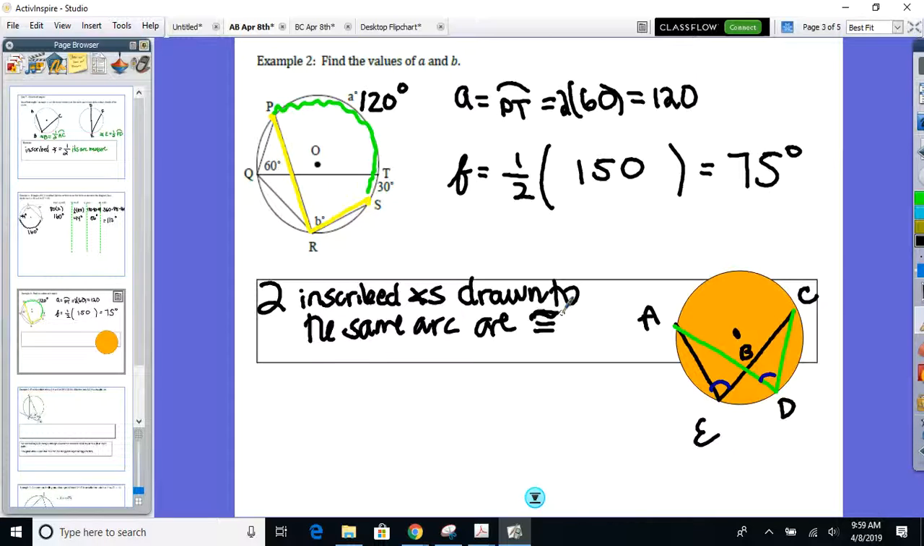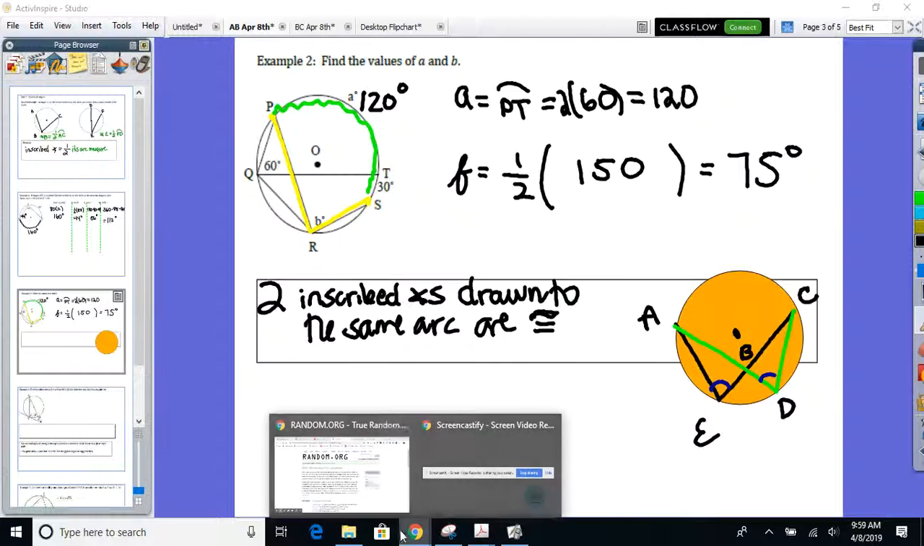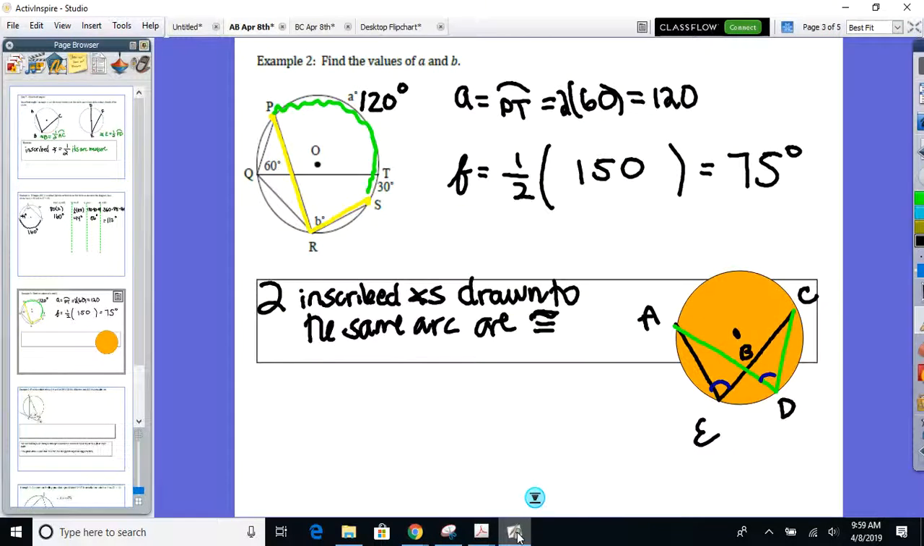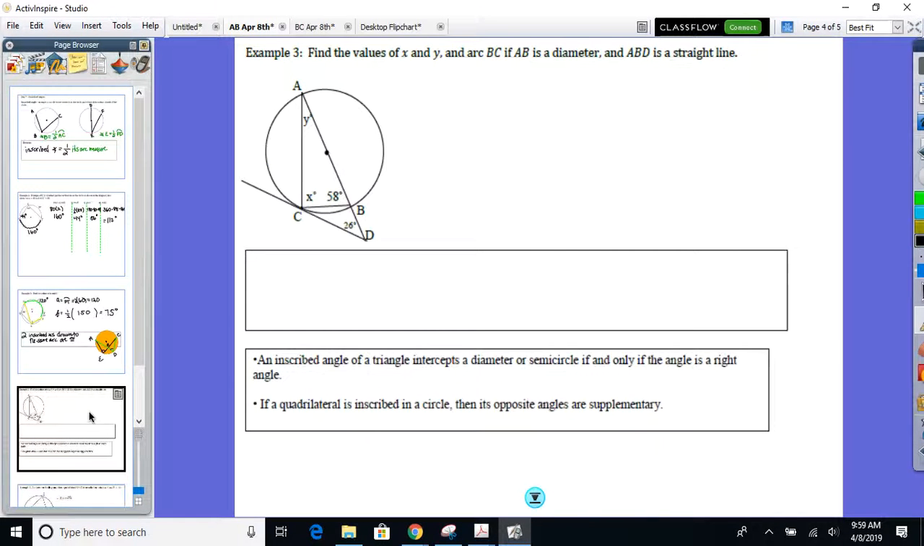Same thing here. Everyone, last thing, take a look at A and C. What type of angles are they? Inscribed, and they're both drawn to which arc? Angle A and angle C are both drawn to the same arc. Name the arc. ED. So they're congruent as well. Okay? Questions?